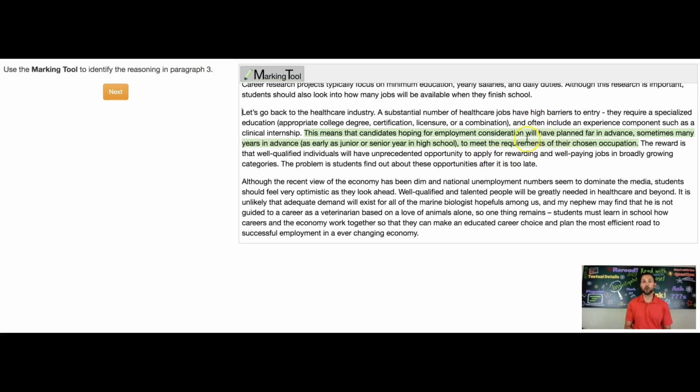All right. So this part here is where we want to really think about the reasoning, because this not only tells us "this means," but it's also breaking down what came before it, which is this section right here. Let's go back, and then it says "a substantial number." So all of this information here is like evidence. And so this author is breaking that evidence down and saying this is what it means, and that's reasoning.